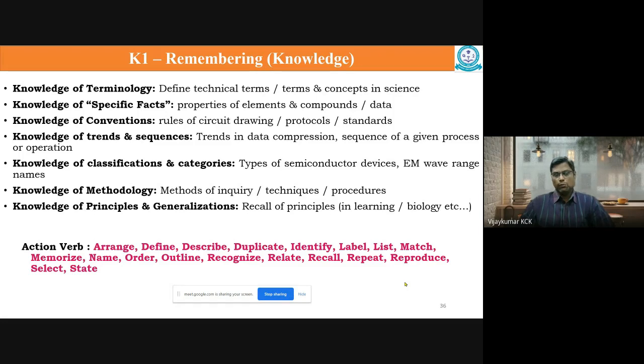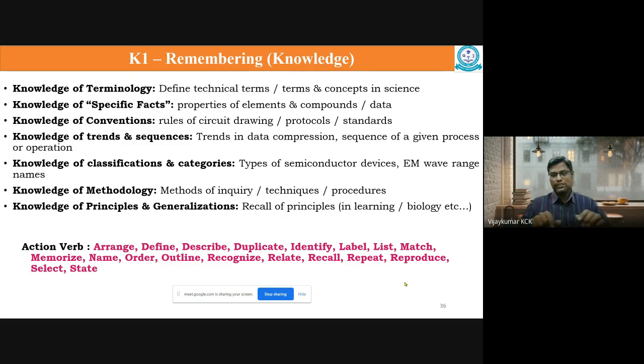That is remembering the terminology, remembering the specific facts, conventions, trends and consequences in terms of a graph or something like that. We call it trends and consequences. Then the classifications and categories, methodology, principles and generalizations. All these things we refer to as remember. If the student remembers all these things, then we can assess that he has learned, and the outcome of the student is adequate.